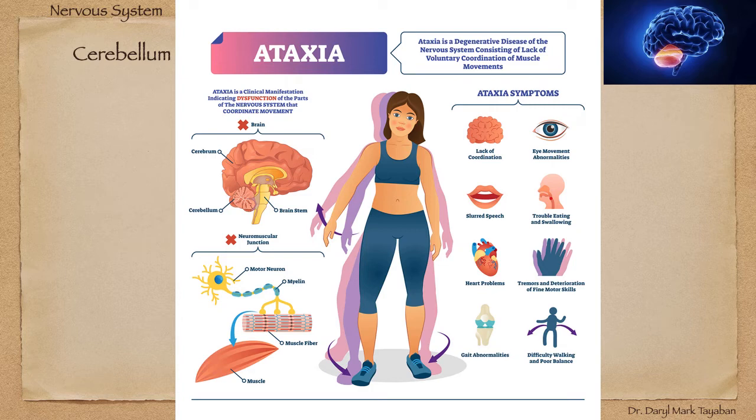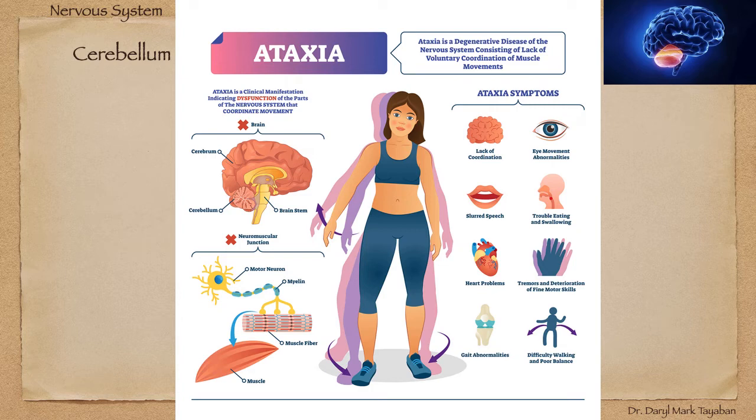And also for those who have problems like multiple sclerosis or Parkinson's disease, ataxia is also a part of the manifestation, but it's more on the degenerative side, because of the degeneration. Also, people who have trauma, brain tumor, genetic factors, and side effects of some medications, this ataxia could be one of the manifestations.